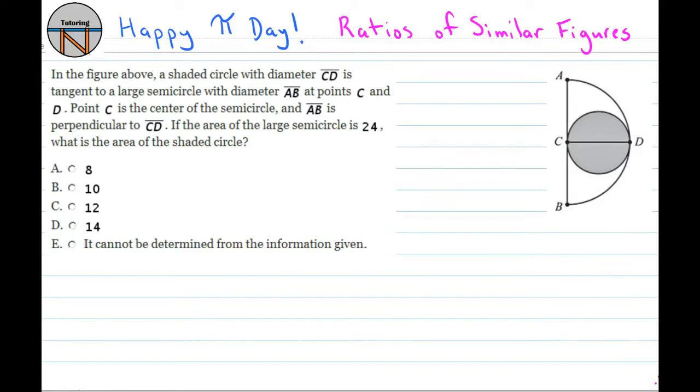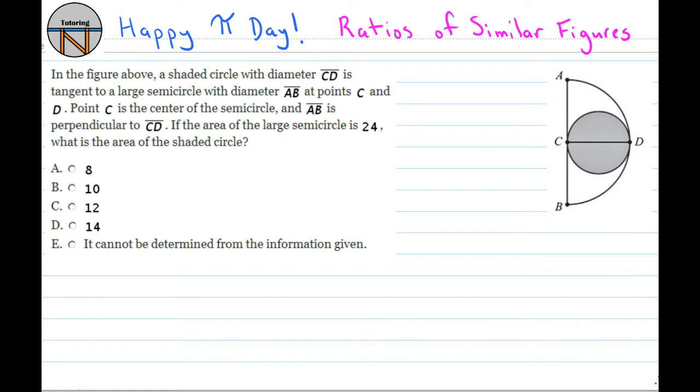Today we will be looking at the College Board's question of the day for March 14, 2013. The question reads: in the figure above, a shaded circle with diameter CD is tangent to a large semicircle with diameter AB at points C and D. Point C is the center of the semicircle and AB is perpendicular to CD. If the area of the large semicircle is 24, what is the area of the shaded circle?